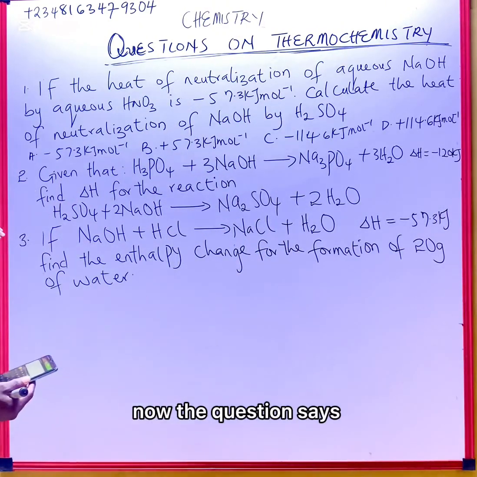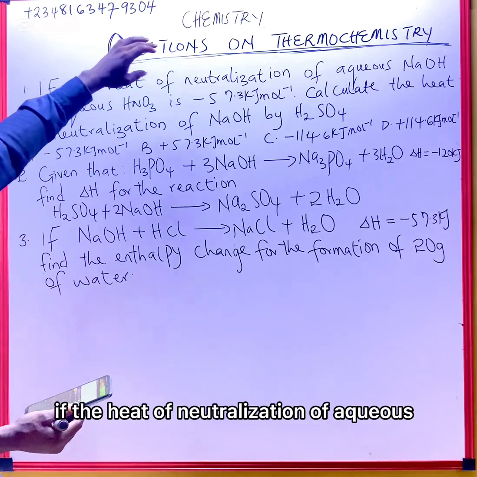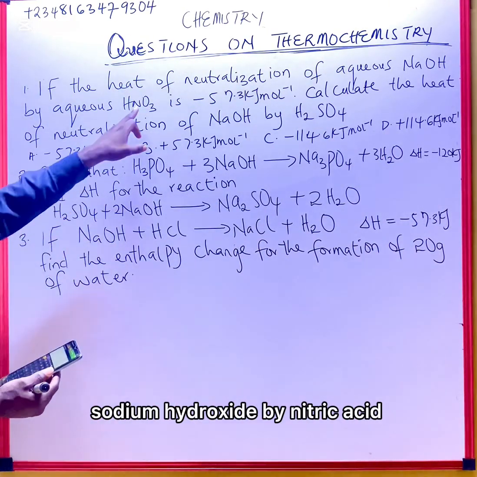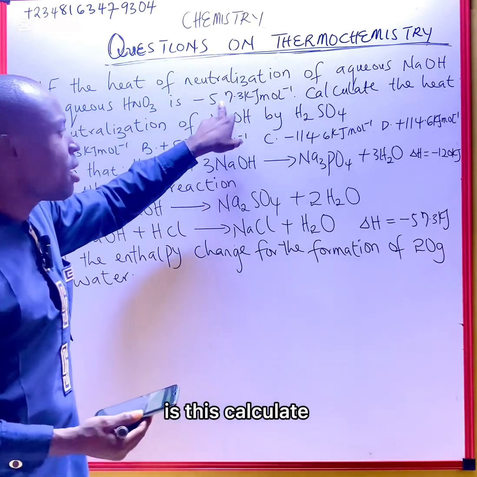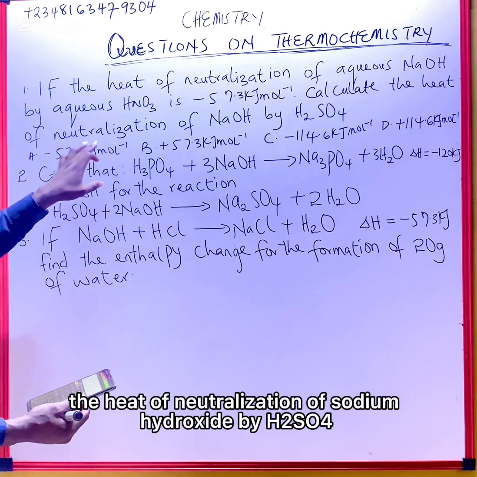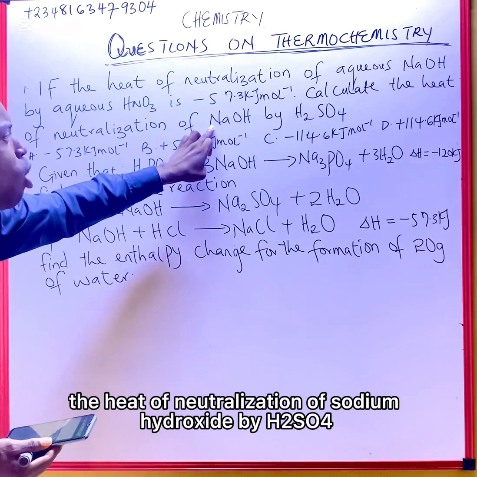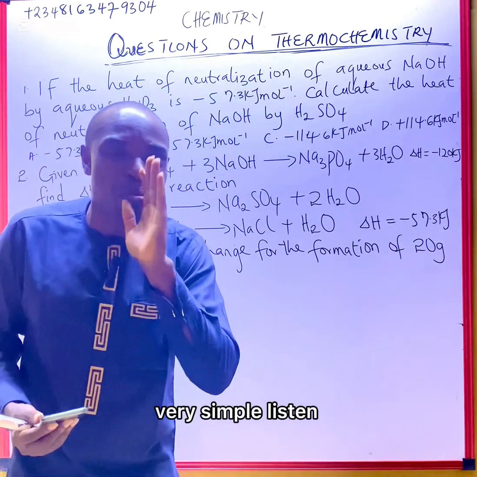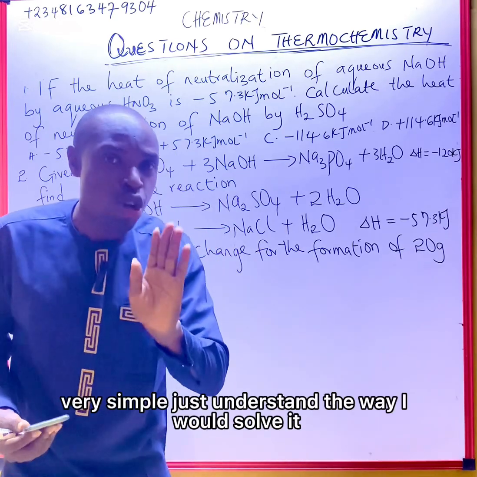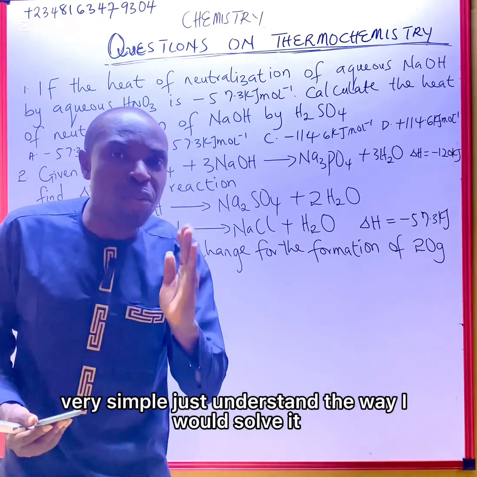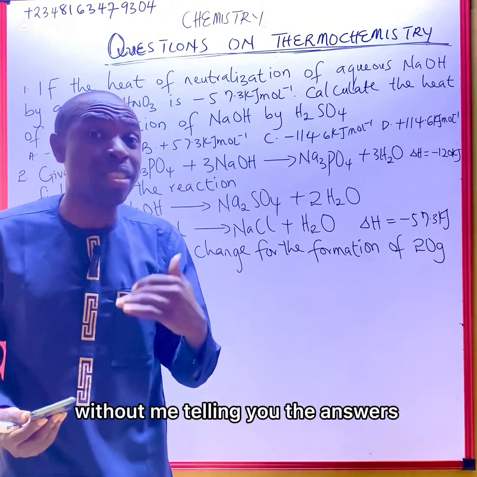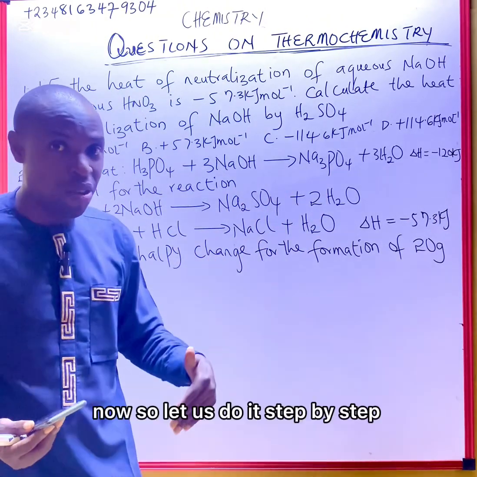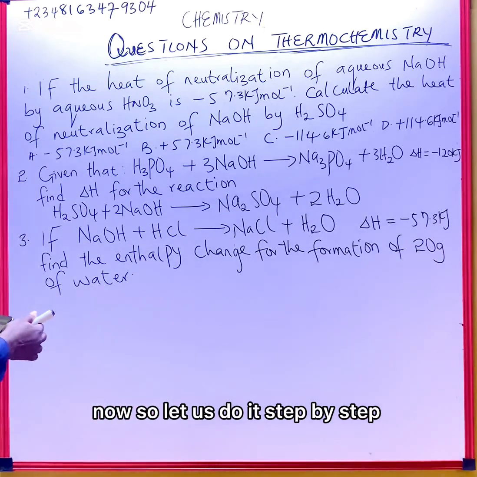Now, the question says, if the heat of neutralization of aqueous sodium hydroxide by nitric acid is this, calculate the heat of neutralization of sodium hydroxide by H2SO4. Very simple. Just understand the way I will solve it, then you can solve the rest, even without me telling you the answers for the second and the third. So let us do it step by step.